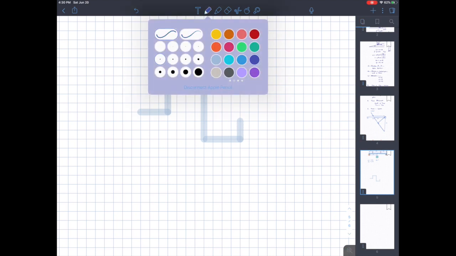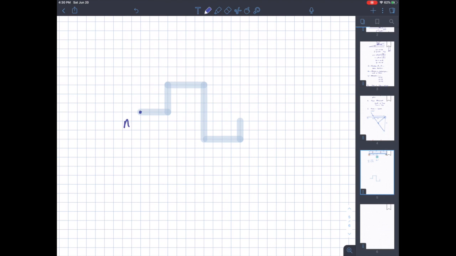Let's do that dark blue. Here's point A. Let's make this point B. And over here, point C.